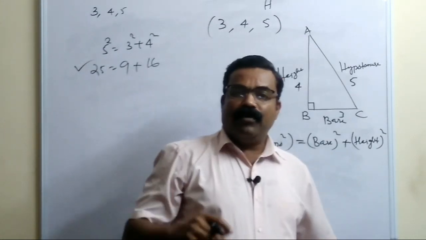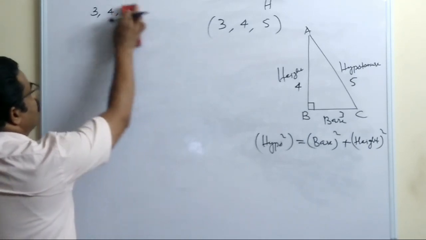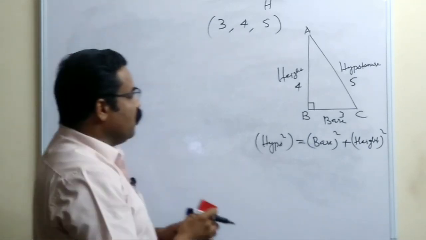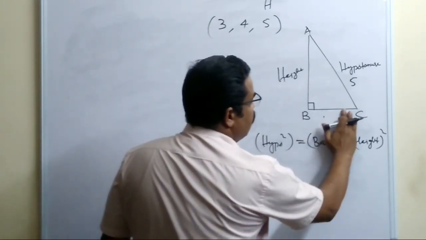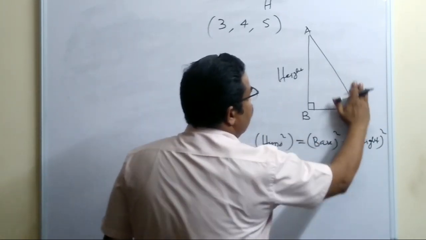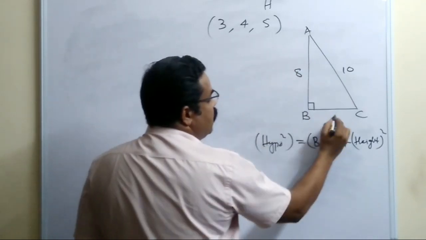Likewise, we can find many Pythagorean triplets, many groups of 3 numbers. So some examples we will do here today. Now let us take hypotenuse equal to 10, height equal to 8 and base equal to 6.